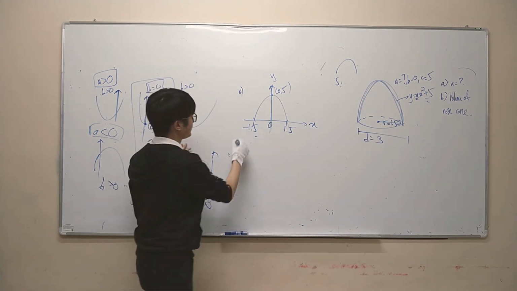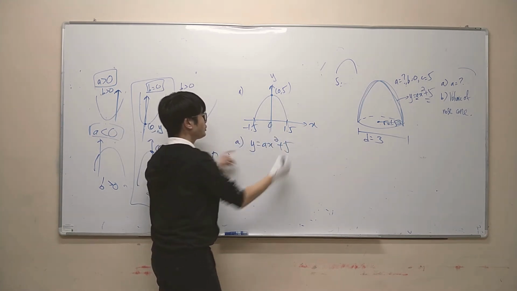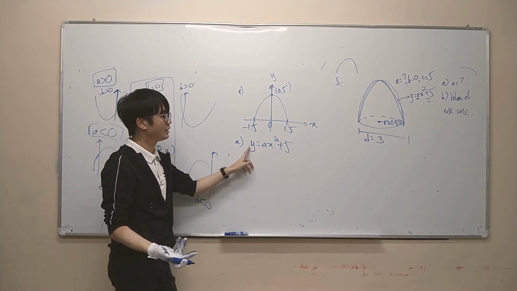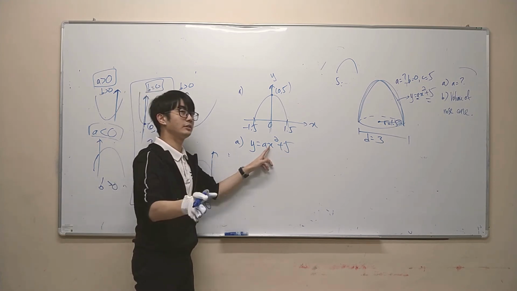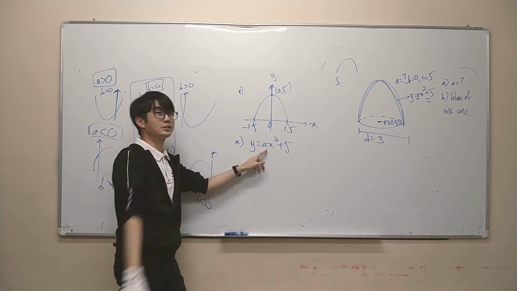So how to find the value of a? We already have the equation y equals ax squared plus 5. If I want to find a, I just substitute x and y inside. What point to substitute? You can substitute any point, you just have to make sure that the point passes through.